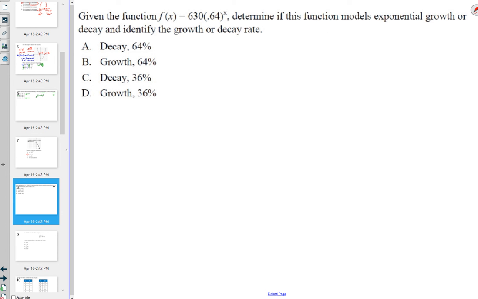Given this function, determine if the function models a growth or decay, and then what is the growth or decay rate? Okay, let's go with the first question. Is this a growth or decay? How do you know it's a decay? The base is less than 1, so we know it can't be a growth. And now here comes the trick question part.